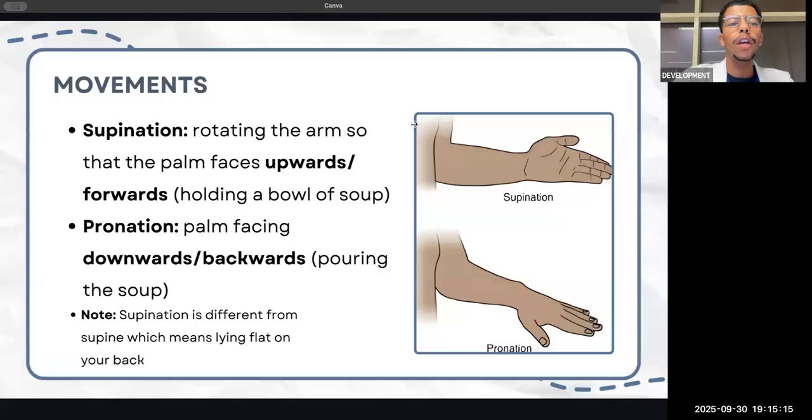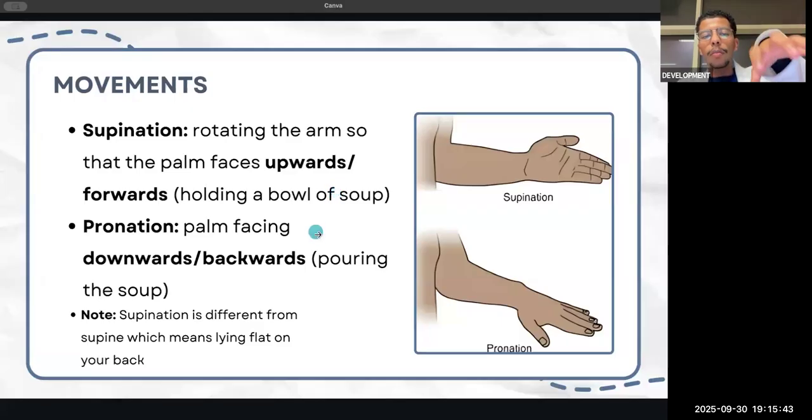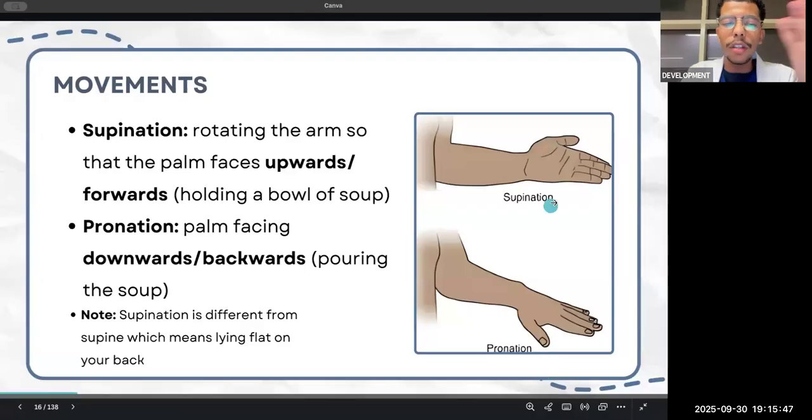Then we have this movement called supination. Okay, so your hands, your palms are facing upwards if you're standing up, or if you're lying down, if your arms are straight down, like I showed you guys in the anatomical position, it's going to be towards the front. However, if you raise your arm, it's going to be upwards. Okay, so upwards or forwards are both called what? Supination. Okay, so upwards is, think of it like you're holding a bowl of soup. And then pronation, you're pouring the bowl of soup. Okay, so pronation is downwards, supination is upwards.